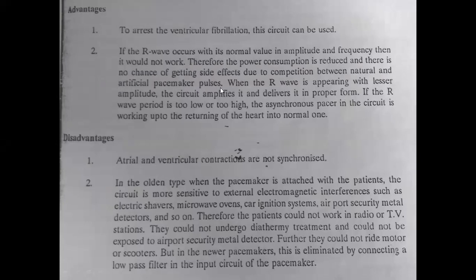So when there are deviations in the values of the ECG waveform, only then will this circuit produce output pulses. That's why the power consumption is reduced, since it does not produce continuous pulses. It depends upon the values of the ECG output waveform, that is the amplitude and frequency, taken from the R wave only. Due to that there is no chance of getting side effects.